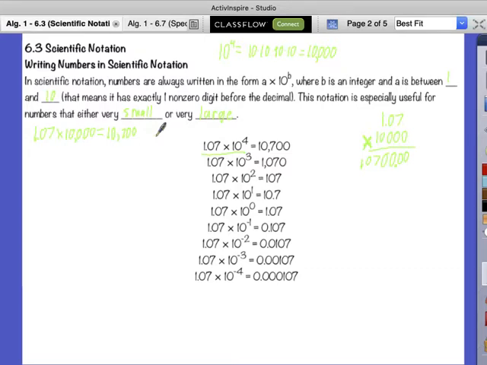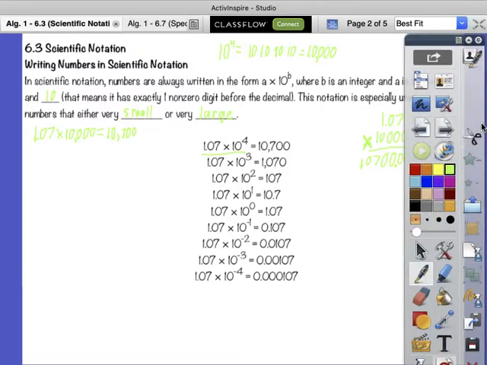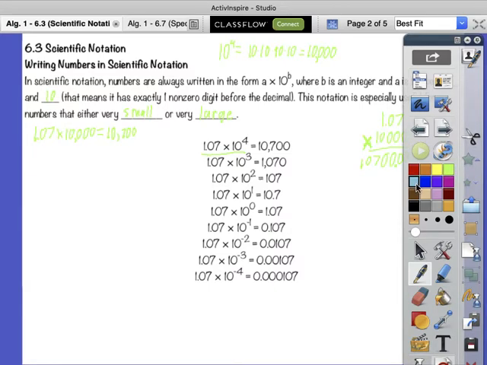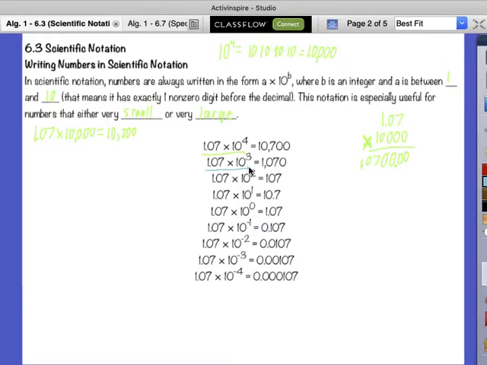Okay. So, we end up getting 10,700 here. Now let's try and see what 1.07 times 10 to the third would be. Wait, isn't this just decimal points? Like we're... We'll get into that. We're doing our discovery first.